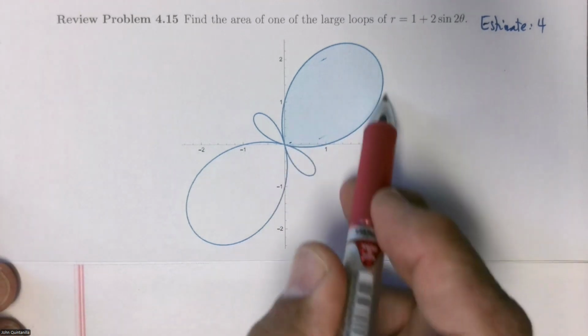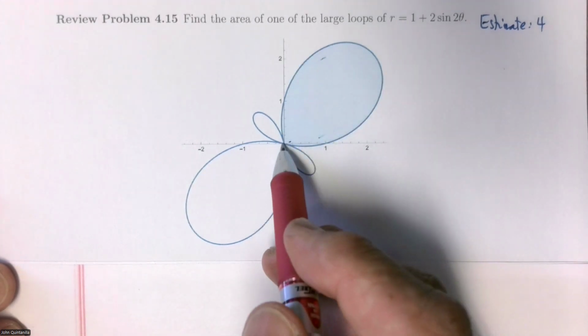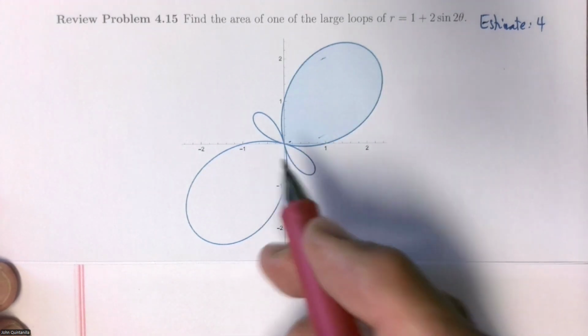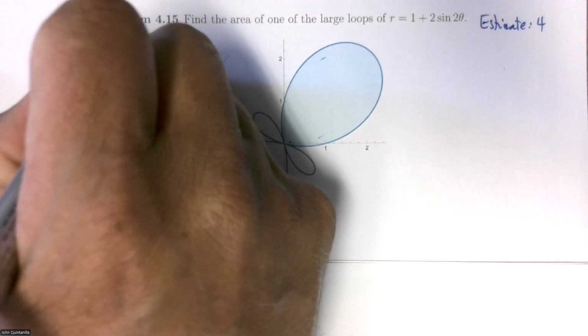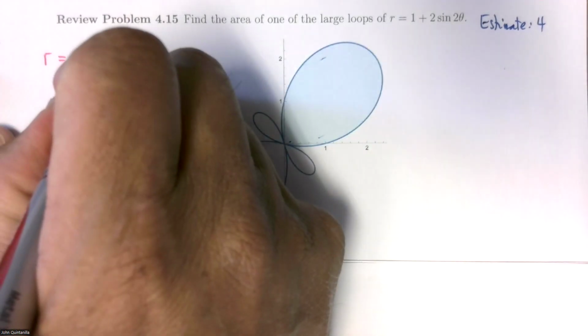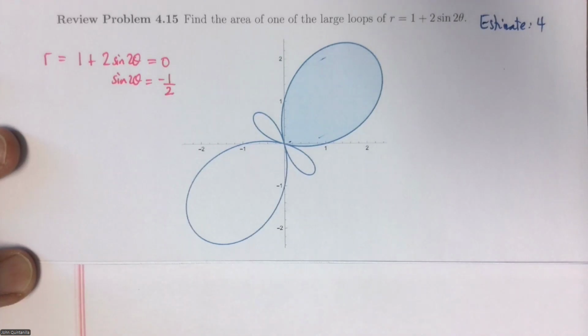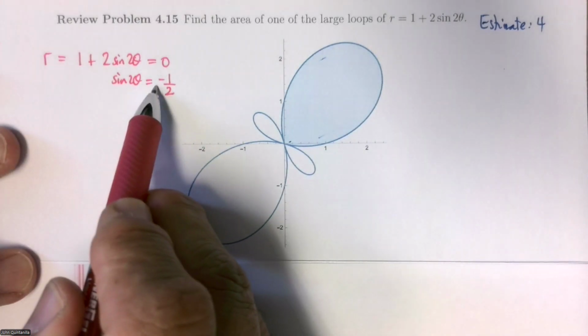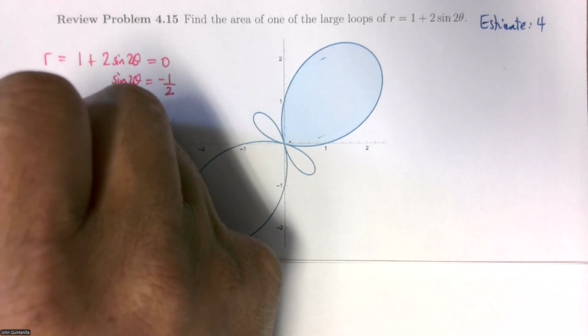Now, how do I find the area in this loop? This loop is enclosed when r is equal to 0. So r is equal to 0 at the origin, the curve comes back, and then hits r equals 0 again when it passes through the origin. So I need to figure out when r, which is 1 plus 2 sine of 2 theta, is equal to 0. That means sine of 2 theta is equal to negative 1/2. The sine of an angle is equal to negative 1/2 when the angle is negative pi over 6.